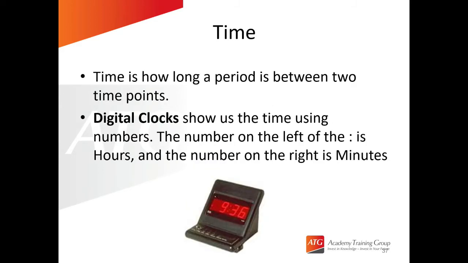Time. Time is how long a period is between two time points. Digital clocks show us the time using numbers. The number on the left is the hours, and the number on the right is the minutes.